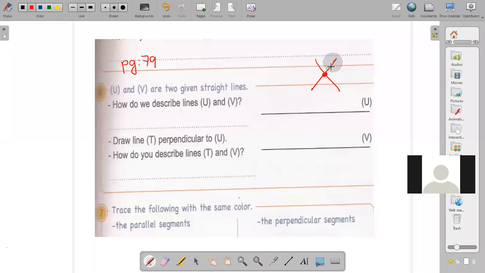But sometimes it's like a plus, so they are intersecting and perpendicular. And it means a right angle. Yes, it means a right angle. Bravo. Now the question is, who will tell me?